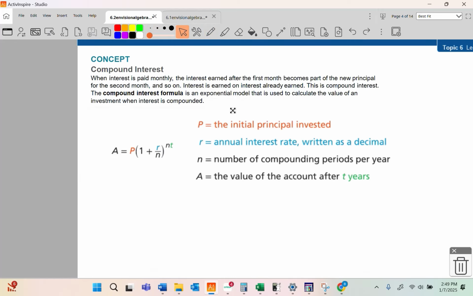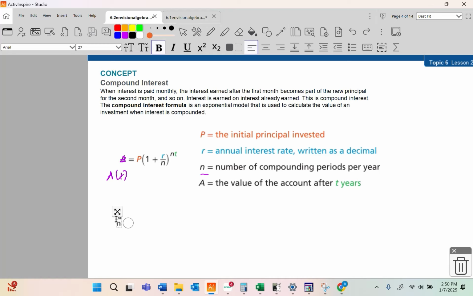Now, N is kind of a special number. It's the number of compounding periods per year. And again, there's a lot of stuff here you need to write down. So let's talk about N. Compounding monthly. There's 12 months in a year. N is 12.